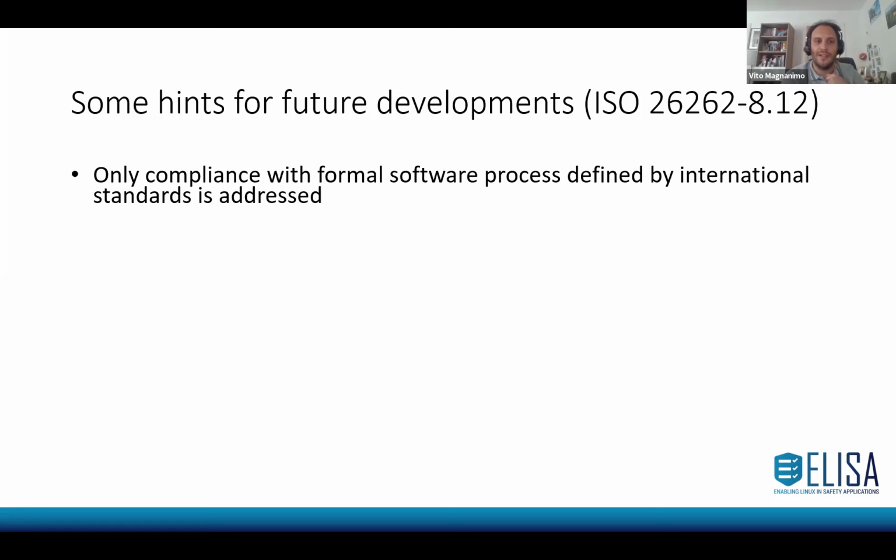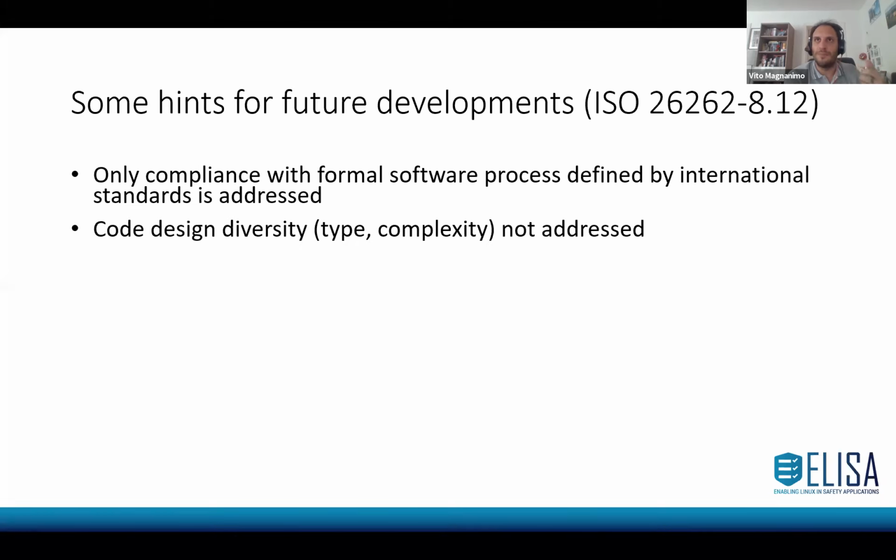Of course, it is quite clear that only compliance with the formal software process, which is defined by international standards, is addressed. This is actually an input needed for the software components. This means that if an open source component is not following, for example, ASPICE, this clause is actually not applicable. So what we would like to have in future is the possibility to extend this part also to software which does not only comply with the international standard, but sometimes, like Linux, might define its own development process. The second point here is that the code design diversity of the component is not addressed at all.